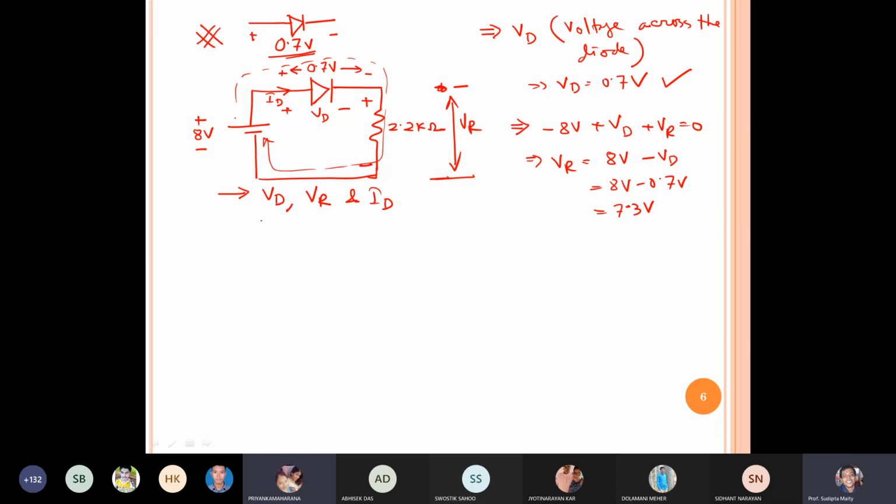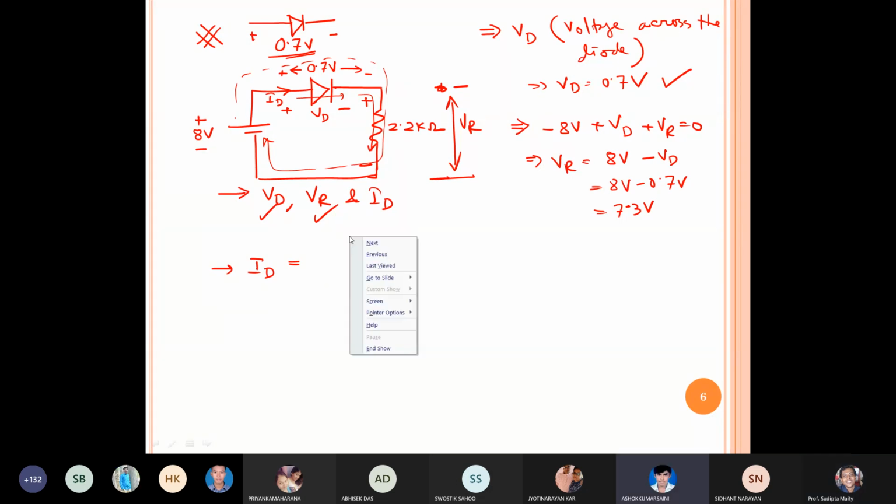Okay, so now we got VD, now we got VR. So now let's try to find ID. ID means the current through the diode. So whatever the current is flowing through the diode, the same current is flowing through the resistance. Agree? So obviously ID will be nothing but VD by R. Sorry, not VD, VR. It will be VR by R. Yes, it was my mistake.